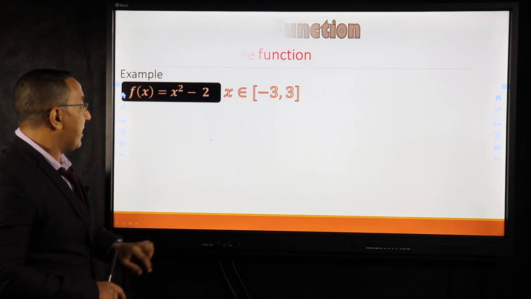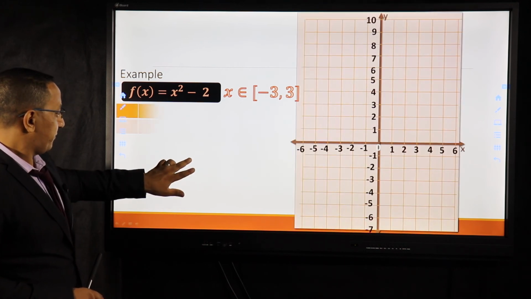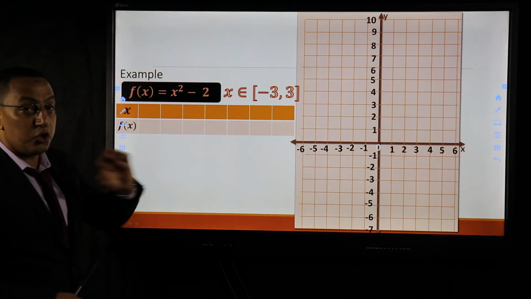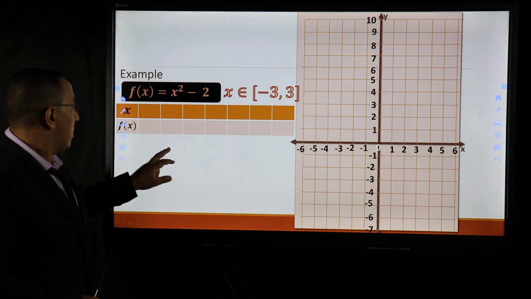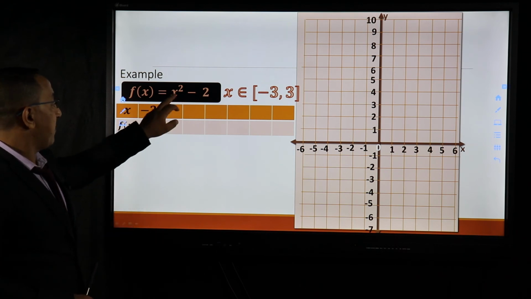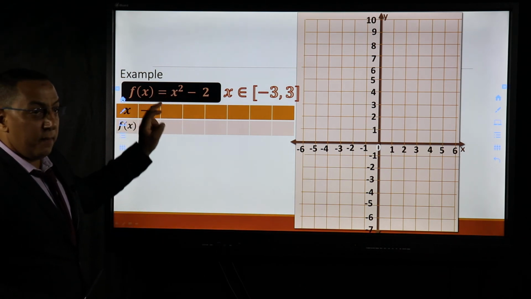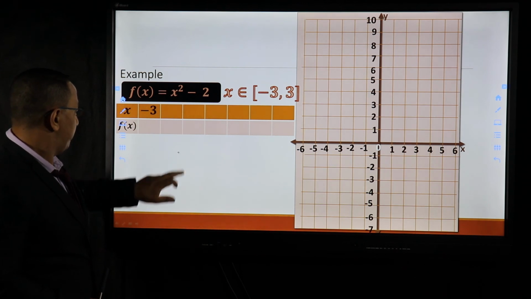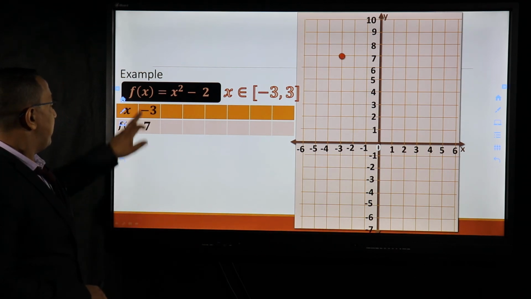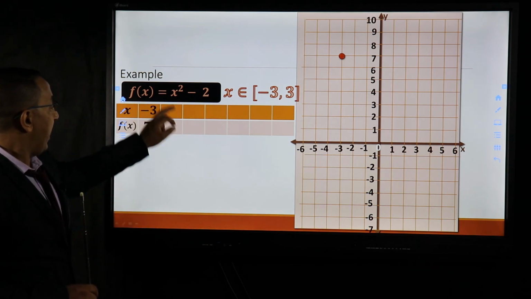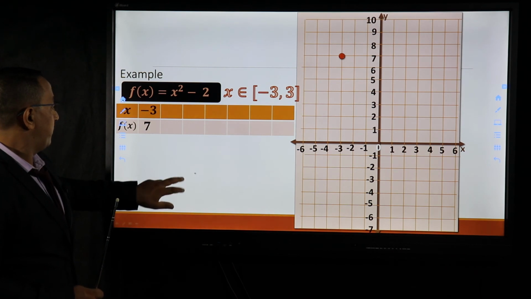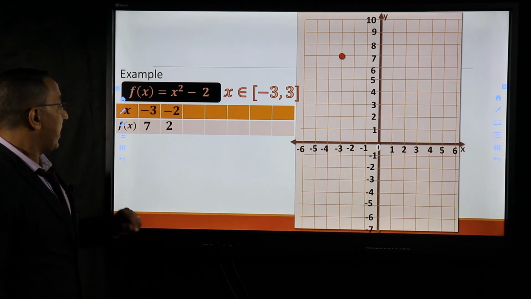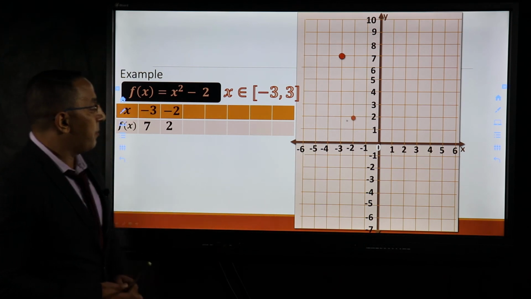So I'm going to draw a table like this. Here I'm going to write x, and here I'm going to write f of x. In place of x, you have to write from -3 to 3. Here x equals -3. By substituting, -3 power of 2 equals 9, minus 2 equals 7. So -3 and 7 are represented here in this position. And if x equals -2, -2 power of 2 minus 2 equals 2. So -2 and 2 are represented here in this position as we see.